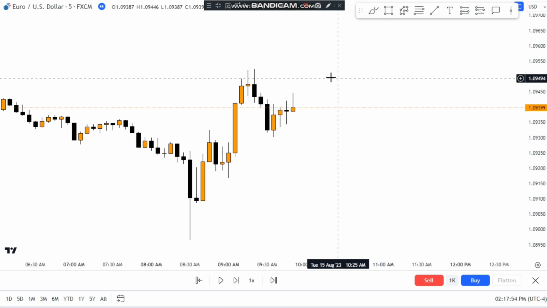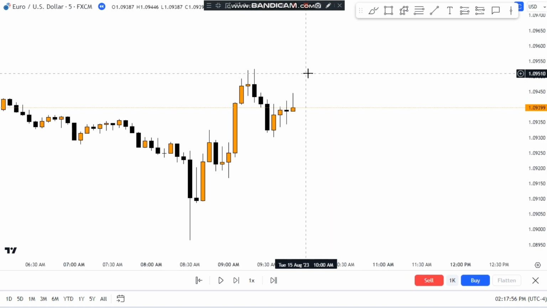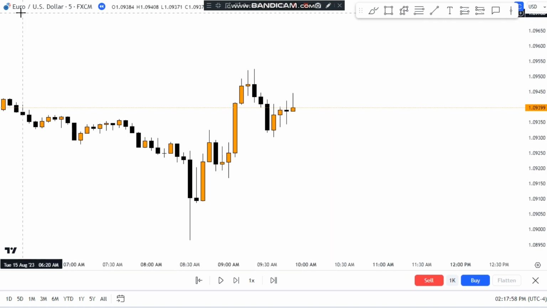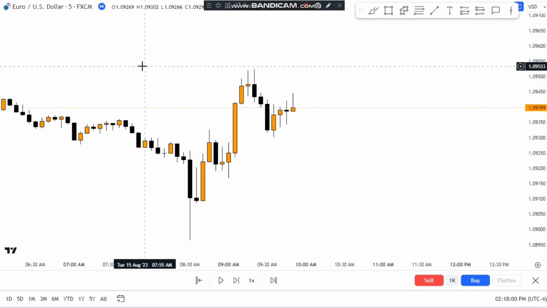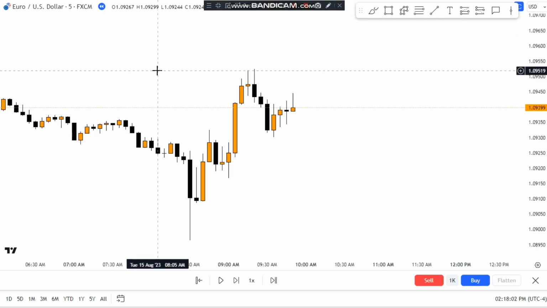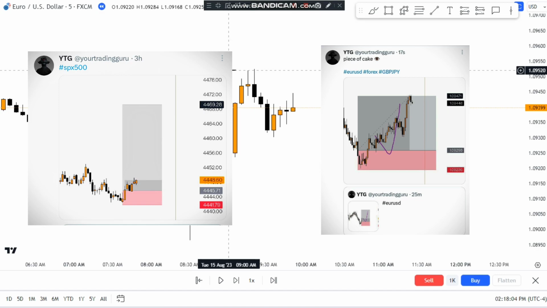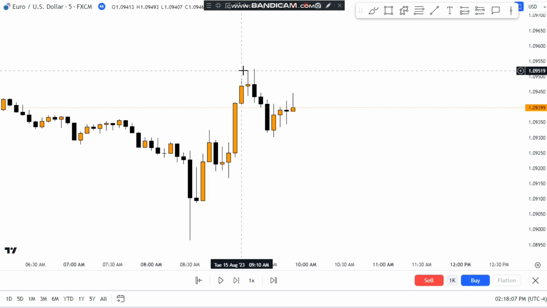So today I took two trades on the silver bullet strategy. One I took on euro and the other one on SPX. I shared these trades on my Twitter too, as you can see in these screenshots. I will share the link to these tweets in my description so you can see it by yourself, and these two reached the target also.